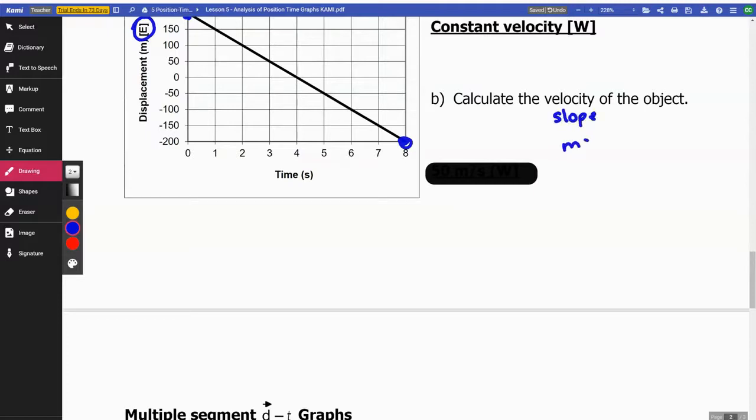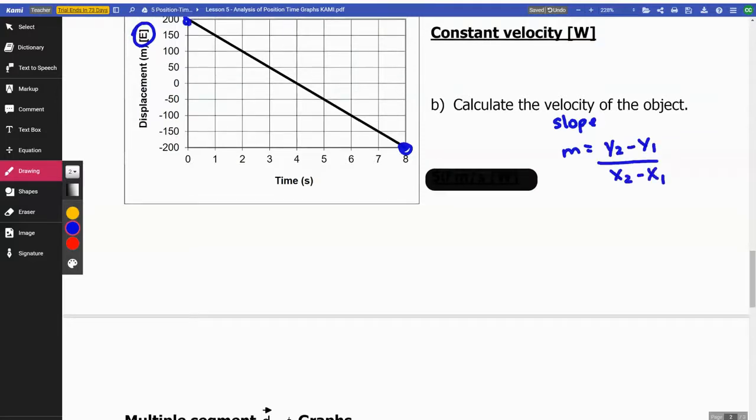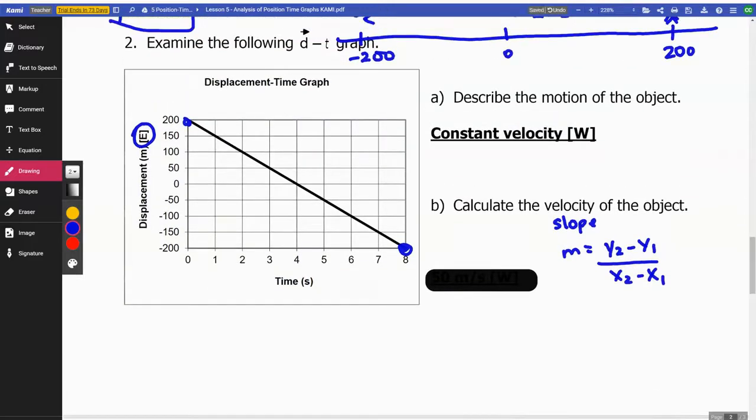Then you can write the slope equation, y2 minus y1 over x2 minus x1, and you can write out the numbers. So pick any 2 points. Always like 0. If I have something that's 0, this is 4 seconds and 0.